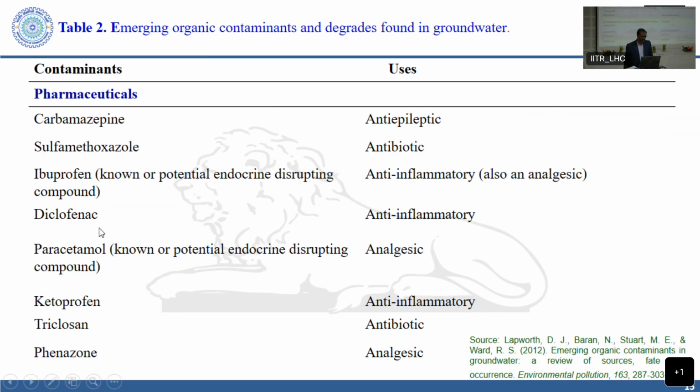This is the diclofenac, anti-inflammatory, and paracetamol. Okay, the paracetamol is also used in case of fever. This is the analgesic, and ketoprofen, anti-inflammatory, and triclosan and phenjamine. This is the antibiotics. So mostly people are consuming paracetamol, ibuprofen, and antibiotics. Okay.